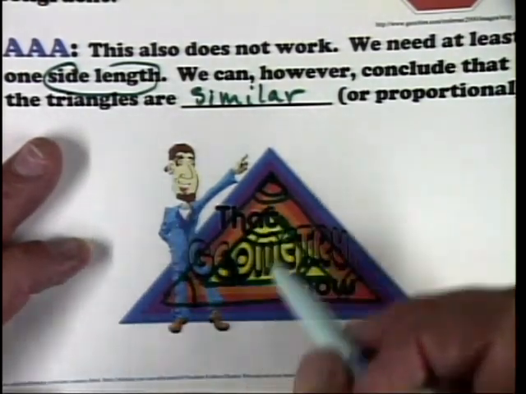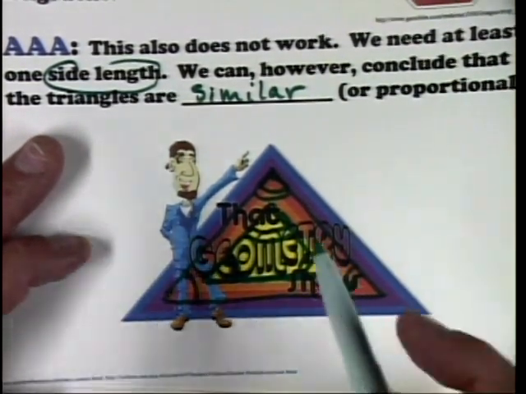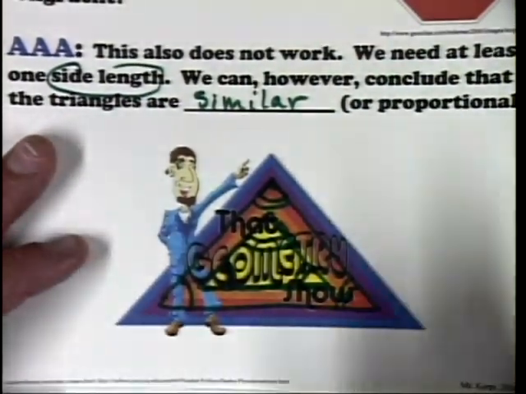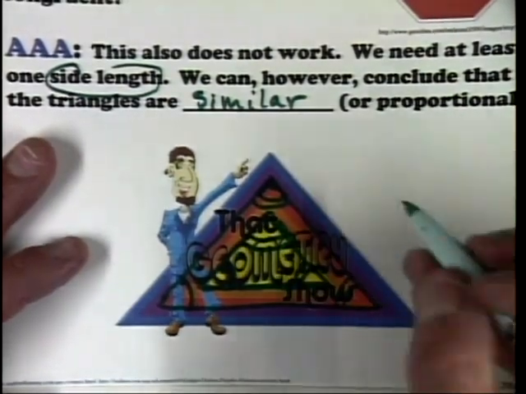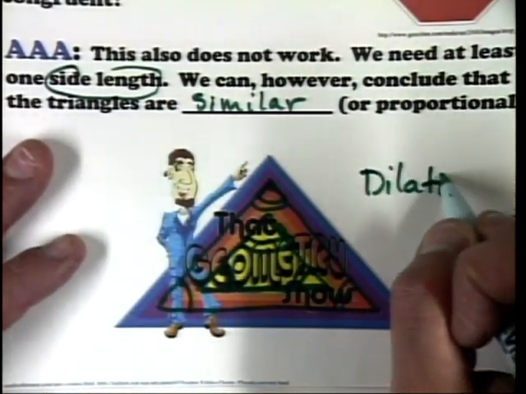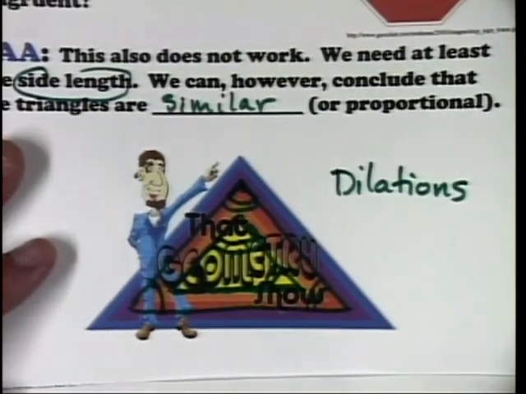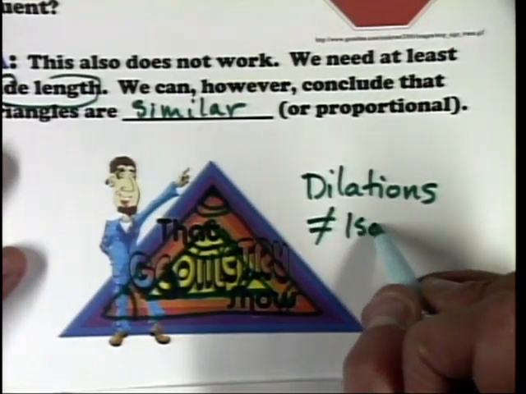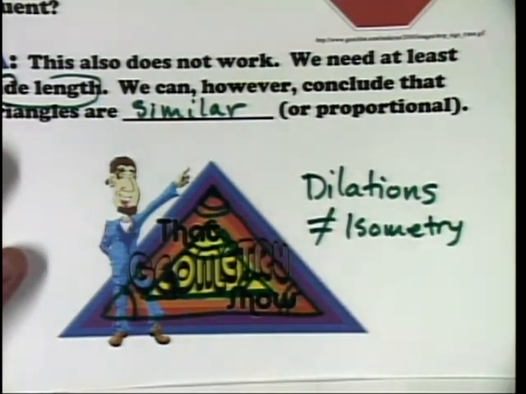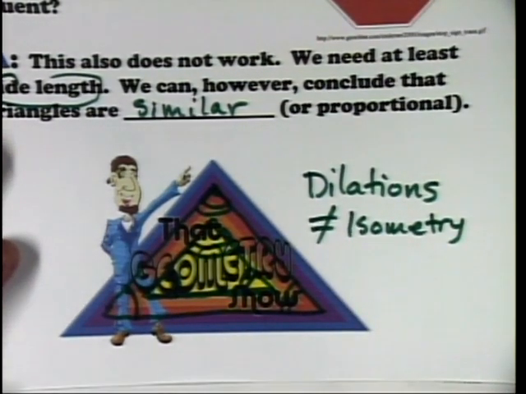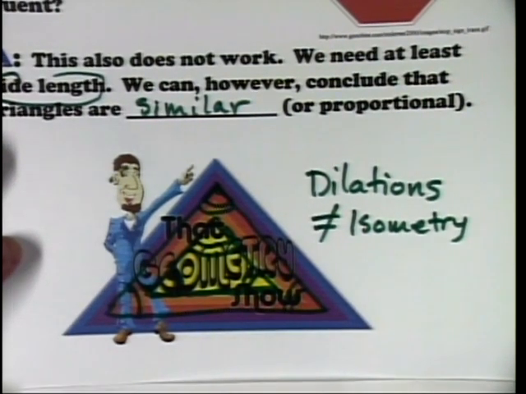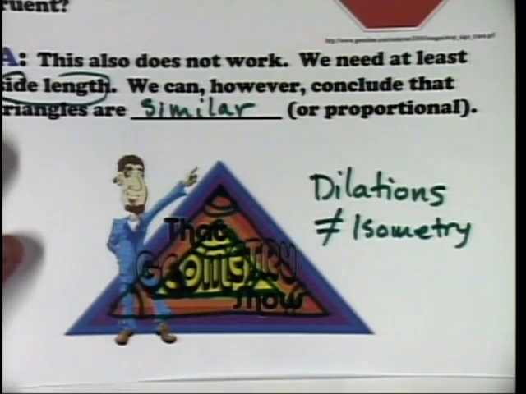So there we go. All three angles, in fact, are congruent, but notice that the yellow triangle is smaller. It has a different size. The shape is the same, but the size is different. So these would be dilations of each other. And we've already talked about dilations not being rigid transformations. They are not isometries. Okay? So two triangles with all angles the same are not necessarily congruent. We would need at least one side length to make a determination whether or not they are.